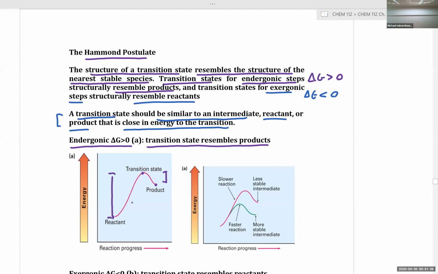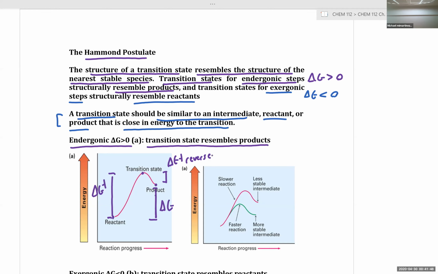Okay, so just to put some labels here. This is the Gibbs energy of activation. From reactant to product is just our Gibbs energy. And this is the Gibbs energy of activation of our reverse reaction. Wonderful.